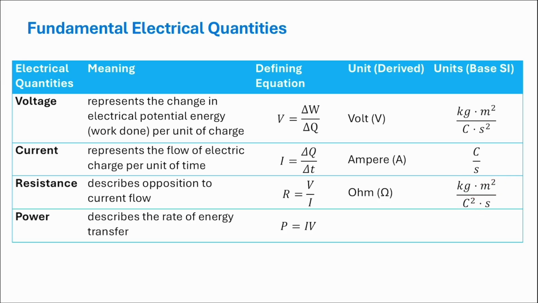Power describes the rate of change in energy or the rate of energy transfer. The defining equation is P equal to IV. Its unit is watt, W, and it is joule per second, or kilogram dot meter square over second cube.